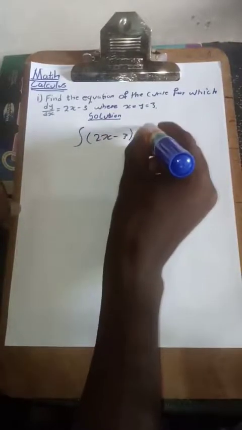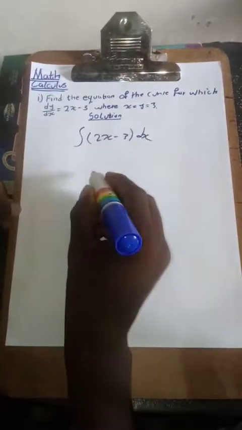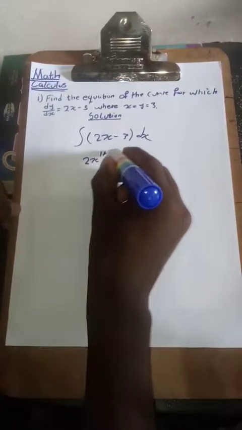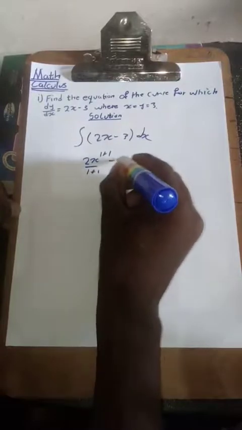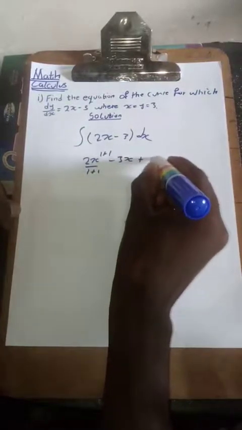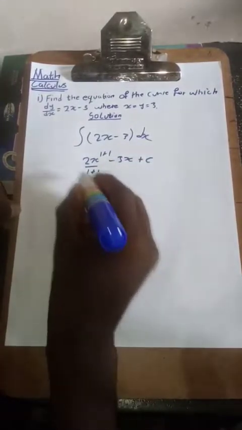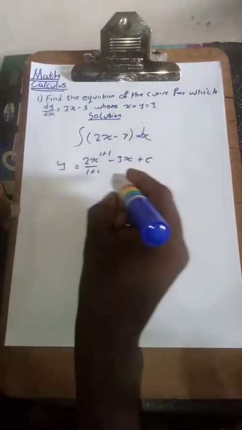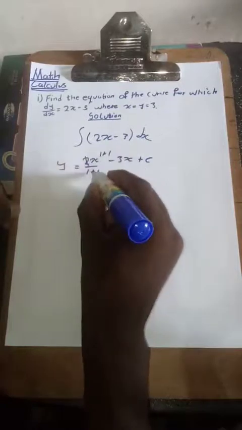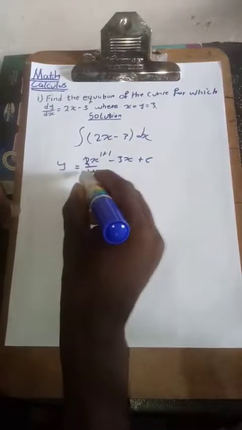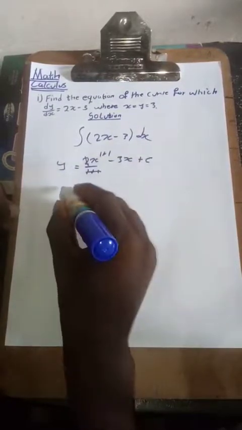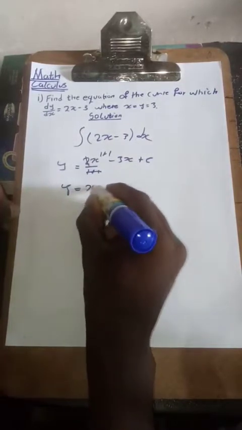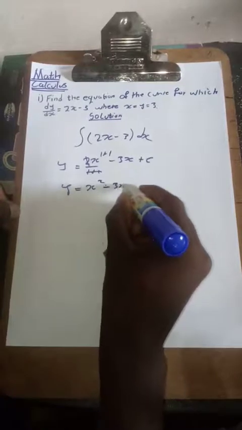Okay, 3 dx. For us to integrate that, we are going to say this will be 2x^(1+1) divided by (1+1), minus 3x plus c. The constant is what we are looking for. This is equated to y. Now we know this will go and that will go. The 1 plus 1 is still 2, so just take it out to make your work easier. So I'm going to have y equals x to the power 2 minus 3x plus c.